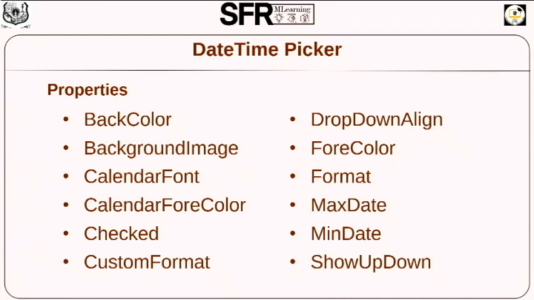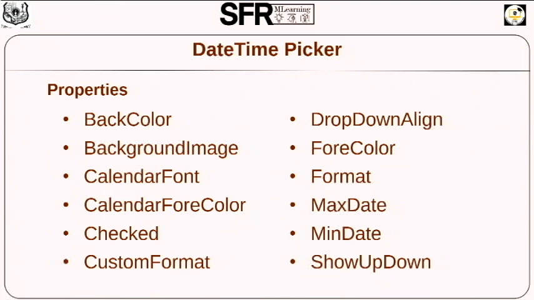The next one is PreferredHeight. It gets the preferred height of the DateTimePicker control. The next is ShowCheckBox. It indicates whether a checkbox is displayed to the left of the selected date. Next, ShowUpDown. It is used as a spin button control, also known as an up-down control, used to adjust the date and time value.